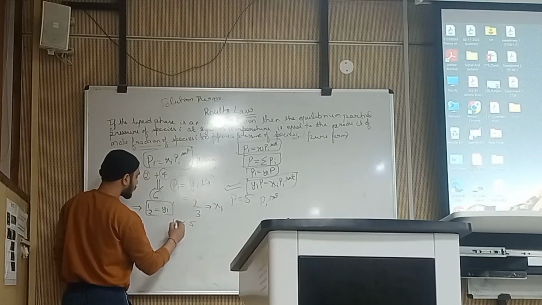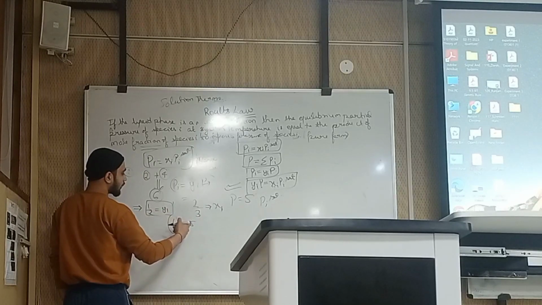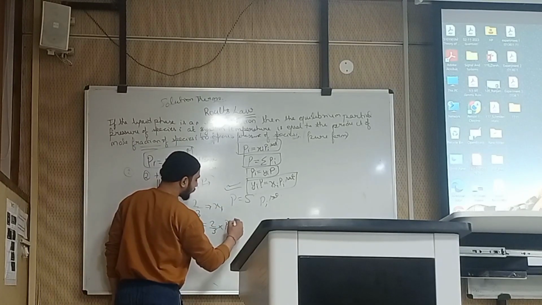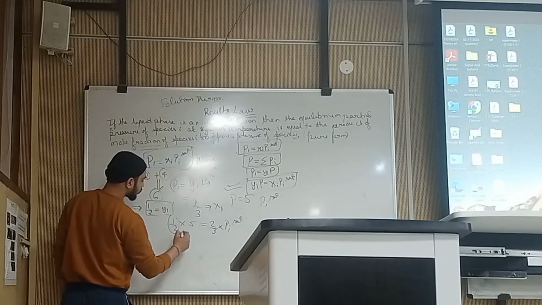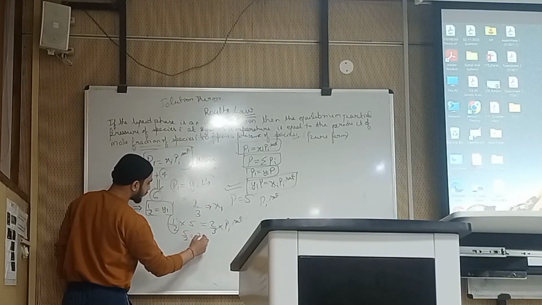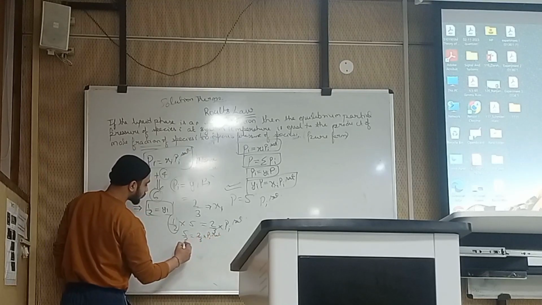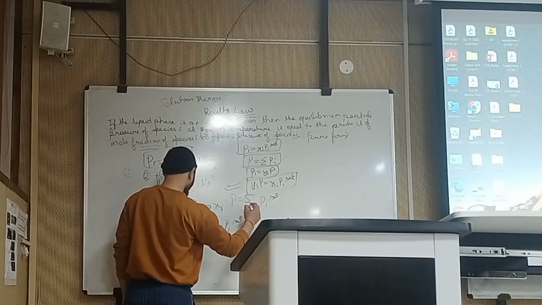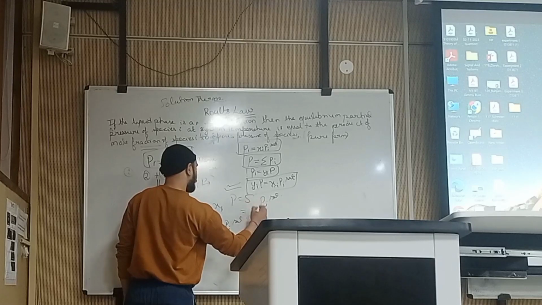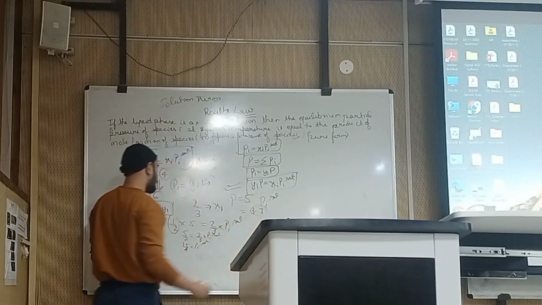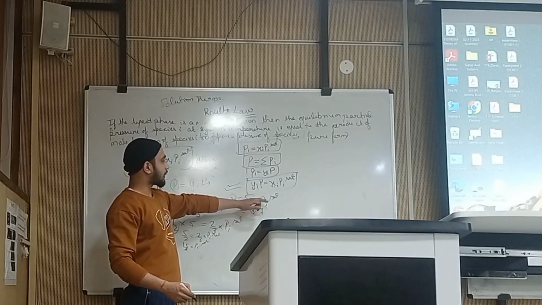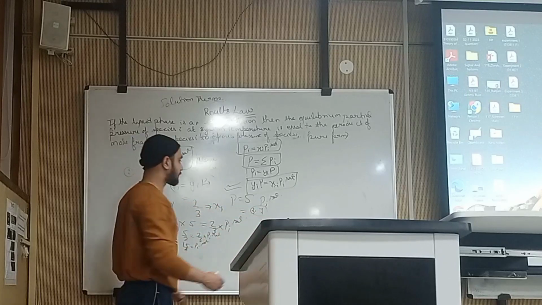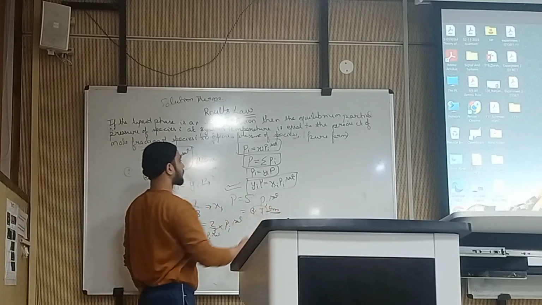So what we will do: 1/2, the mole fraction in the vapor phase, into the total pressure 5, is equal to 2/3 into Pi sat, since we have to find the saturation pressure. So 5/2 is equal to 2/3 into Pi sat. So Pi sat is 15/4, which is equal to 3.7. So this is the saturation vapor pressure. We found it to be 3.7 atm.